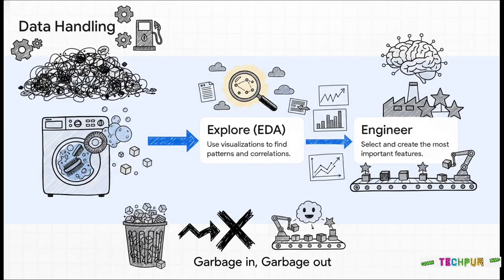Look, data is the fuel for any AI, but raw data is always messy. You have to refine it. This three-step process is so important. First, you clean it up. Then you explore it, kind of like a detective, looking for hidden patterns. And finally, you engineer the best possible features to feed into your model. You've heard it a million times. Garbage in, garbage out. So yeah, this step is absolutely non-negotiable.